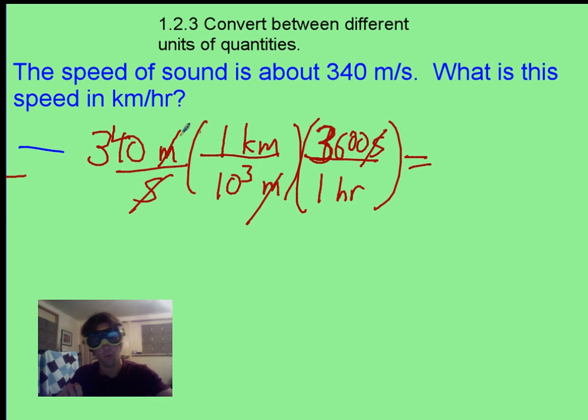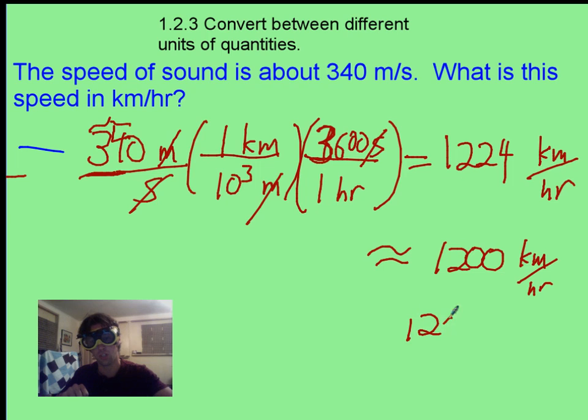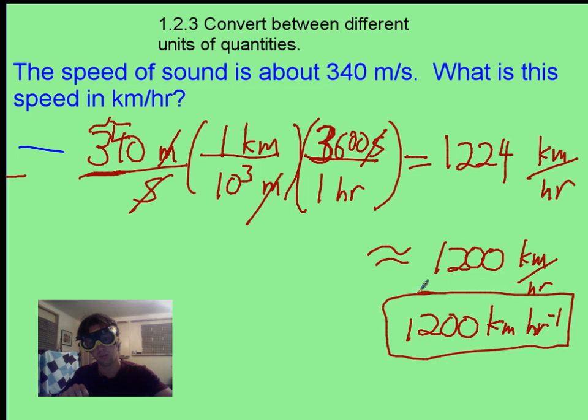Seconds go away. Then I multiply everything across the top, divide by everything on the bottom, and this is going to spit out 1,224 kilometers per hour. And then I was in 2 sig figs here, so I'm going to round this to 2 sig figs. I'm going to get about 1,200 kilometers per hour, which I should write as kilometers per hour to the -1. Although, I think that's kind of a silly way to write it. That's what the IB wants.